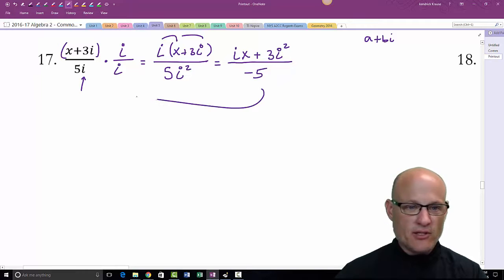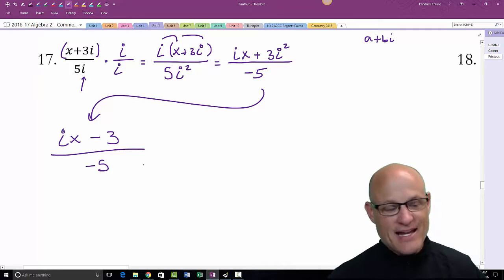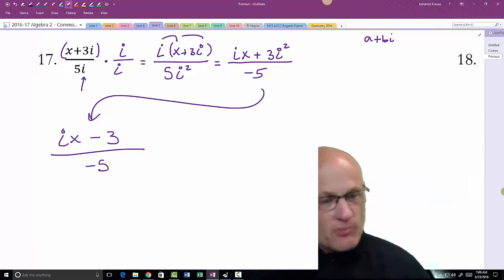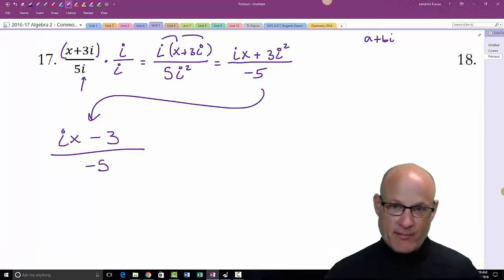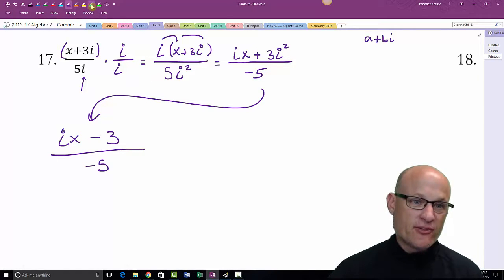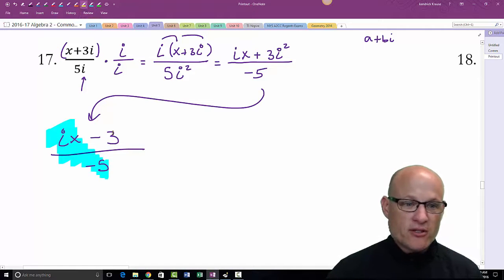So let's clean this up a little bit more. This is i times x minus 3 all over negative 5. Now, that's not a plus bi form. A plus bi form means we have a real part and we have an imaginary part. This is the imaginary part. This is the real part. So here's how we're going to write this.